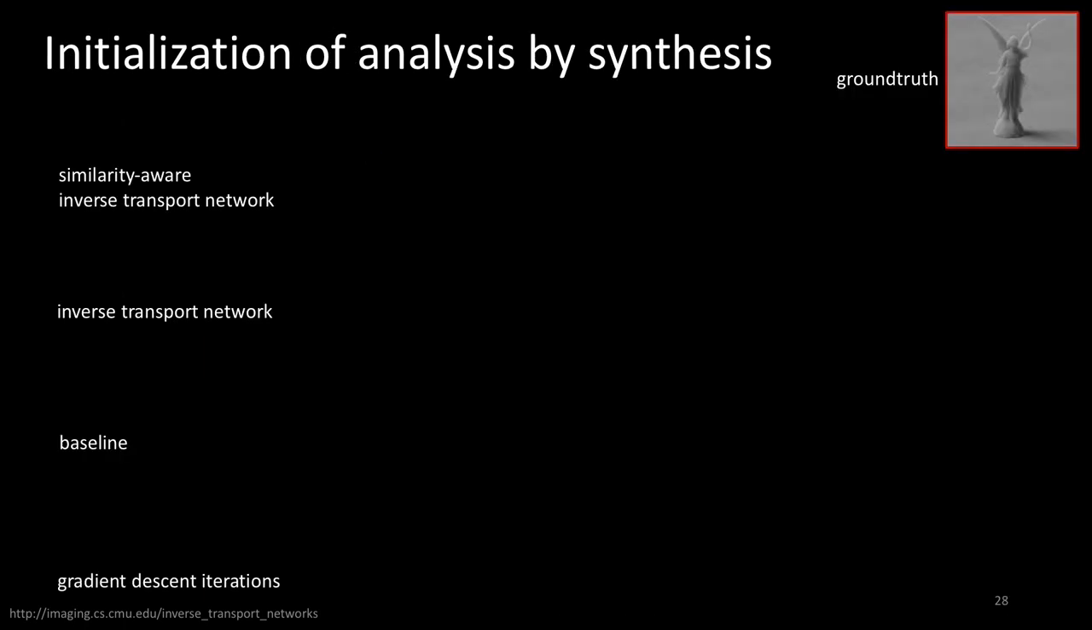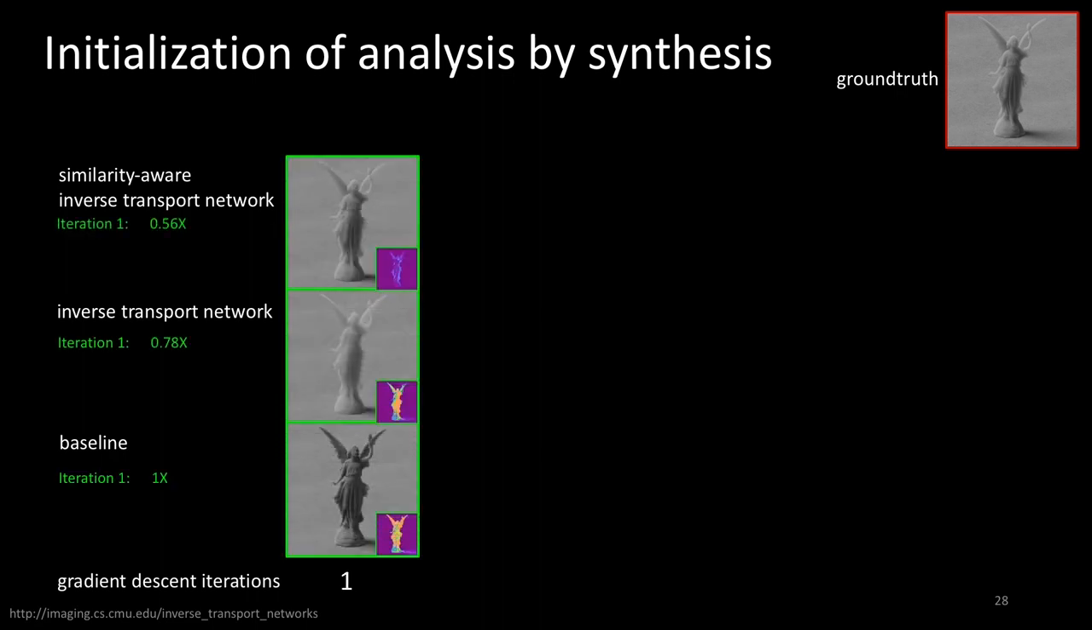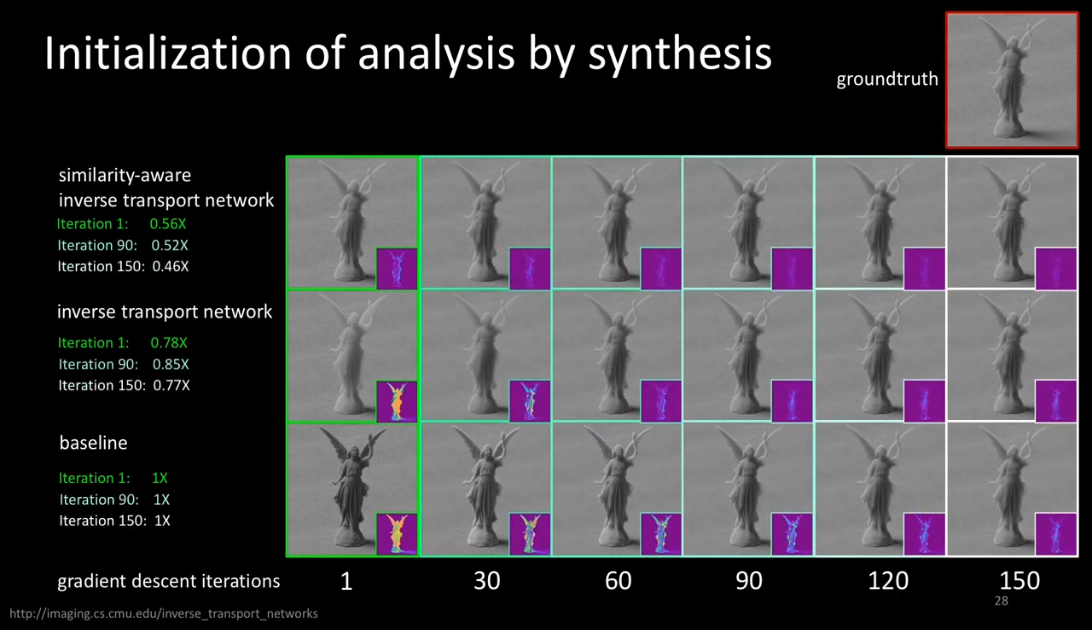We show an example for one image in our dataset. The initial predictions from both our two inverse transport networks produce images that match the ground truth appearance much more closely than the baseline. We then use these predictions to initialize gradient descent. We observe that at the same number of gradient descent iterations, analysis by synthesis initialized with our best network reproduces appearance better than when initialized with the baseline. Across our dataset, we have an average improvement of 50% or a 2x convergence acceleration.